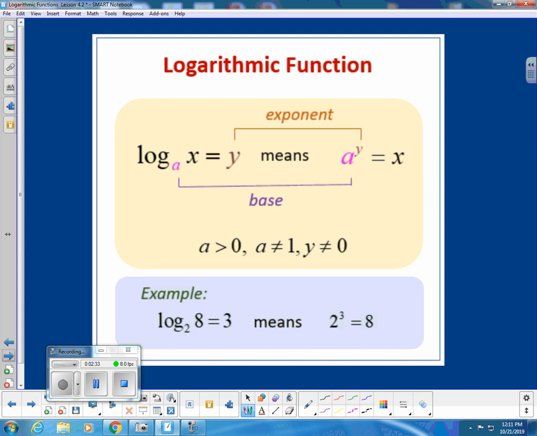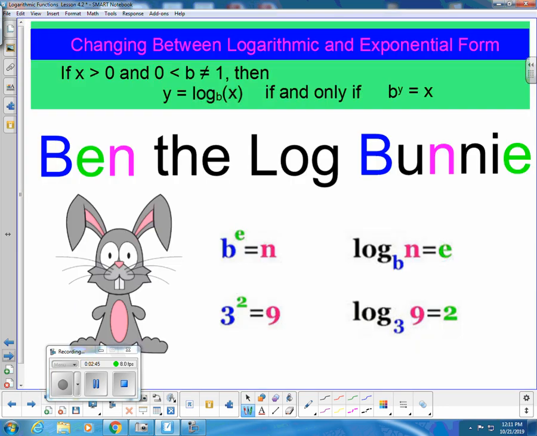Alright, so you have two forms. You have a logarithmic form and an exponential form. I'm just going to skip to the next slide because we have somebody that will help us with this. Ben the log bunny will help us with the forms. When it's in exponential form, your base is the b, you have an exponent which is your e, and it equals a number. When you convert it to logarithmic form, it's log of the bunny. So the b becomes this lowercase b, n to the e.